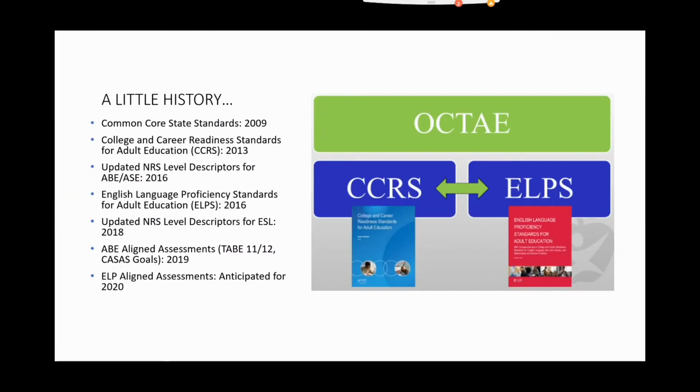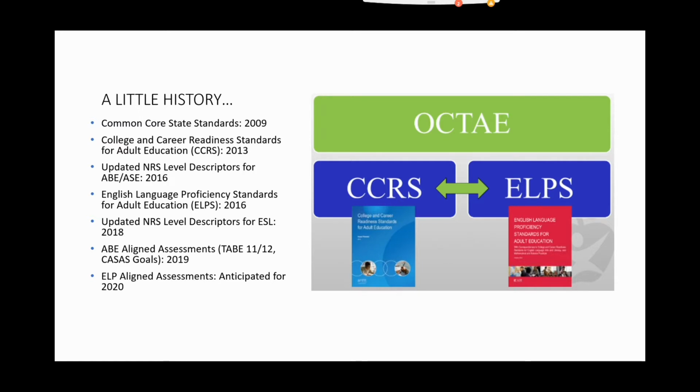And so to start off with, I want to give a little bit of history and some context about where these came from. Back in 2009, there was a movement that updated to the Common Core state standards across the K-12 system. A couple of years later, the College and Career Readiness Standards for Adult Education were developed. That is a condensed subset of the Common Core state standards.